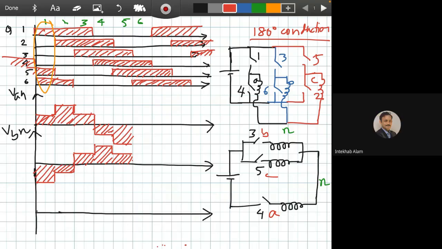What will be the value of VAN in mode 6 and VBN in mode 6? Could you please tell us?